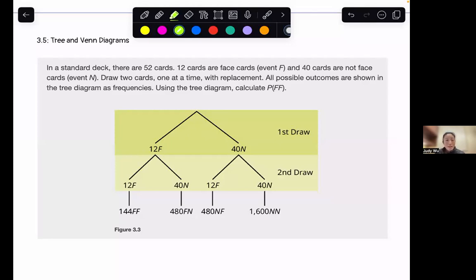It's a standard deck of cards, which has 52 cards in the deck. And of these cards, we have a few different kinds. Okay, we have 12 cards that are face cards, like the Jack, the Queen, the King. And we have 40 cards that are not face cards, and we'll just call them N for just regular number cards, okay? And so in this question, we're going to draw two cards, one at a time.